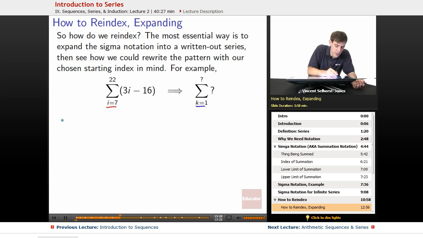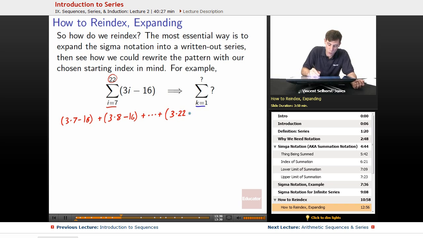So if it's i equals 7 first, then we'd have 3 times 7 minus 16. Next thing would be plus 3 times one step up, 8, minus 16. Plus, it'll continue in this form, and 3 times our final upper limit is 22, so 3 times 22 minus 16. Great. So if we want, we could figure out how to write this sigma over here with just that in mind, but we can also simplify things first, see if we can see another easier to see pattern.